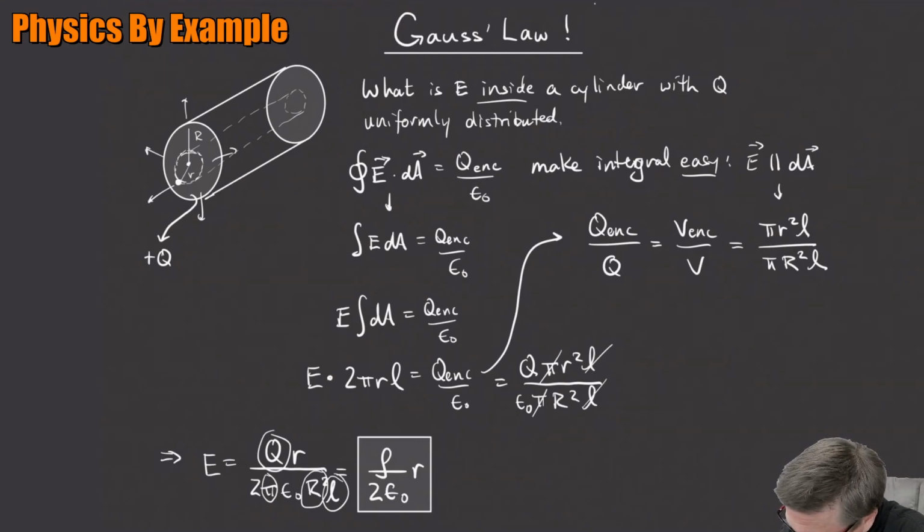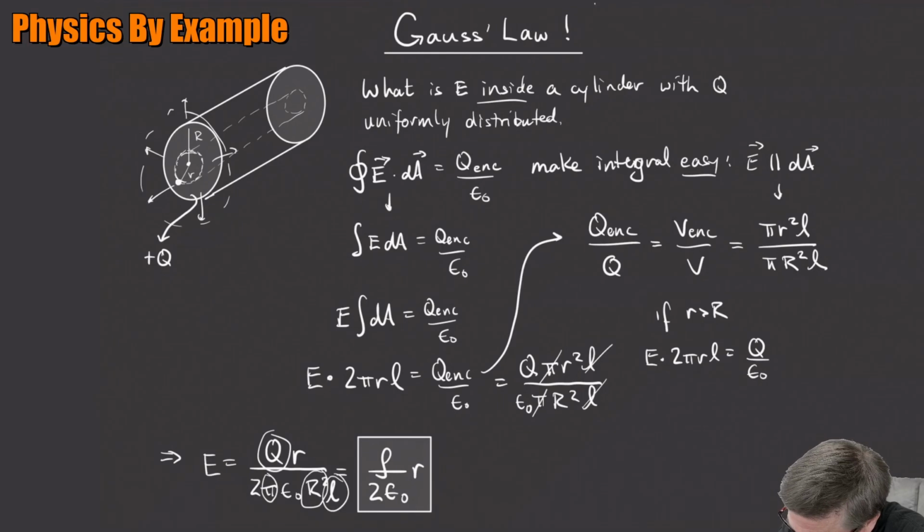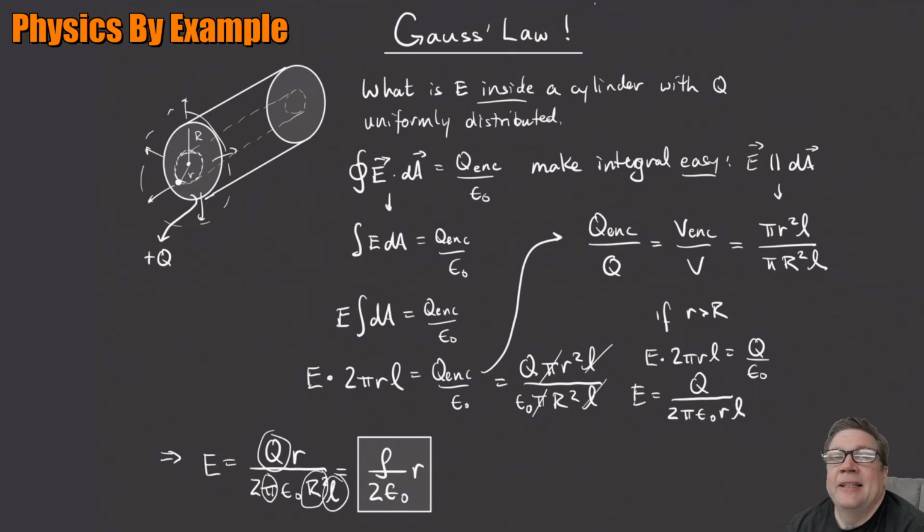If we're outside, if little r is greater than big R, then taking a Gaussian cylinder all the way out there, we really have enclosed all the charge, right? And so this just becomes pretty easy. Then we have E times 2 pi rL equals just plain old Q over epsilon naught. So the electric field is Q over 2 pi epsilon naught rL, like that.